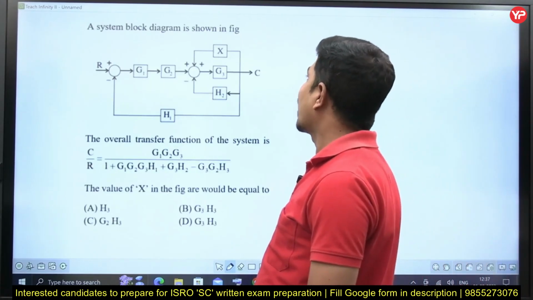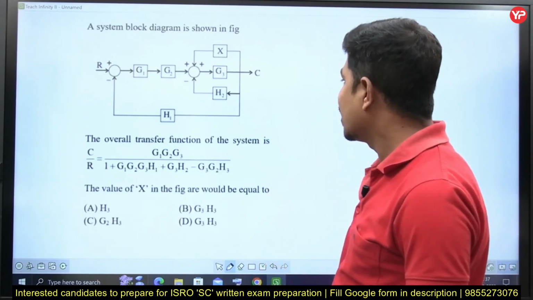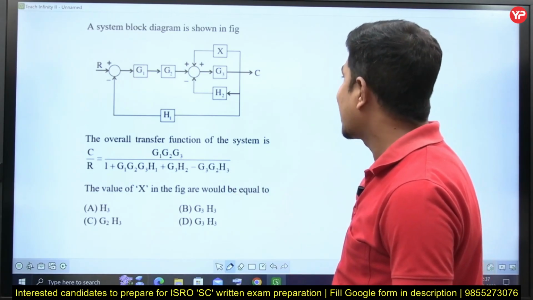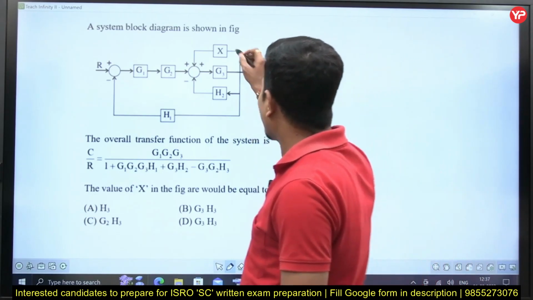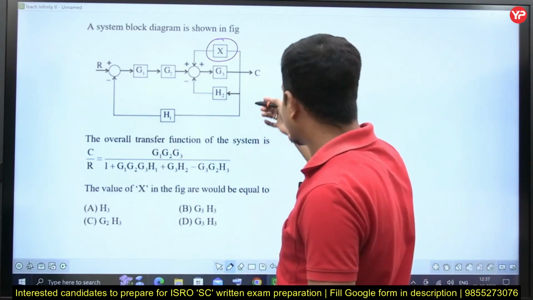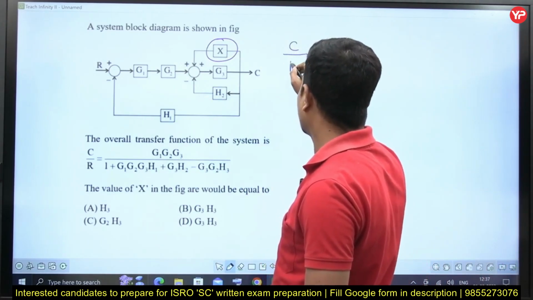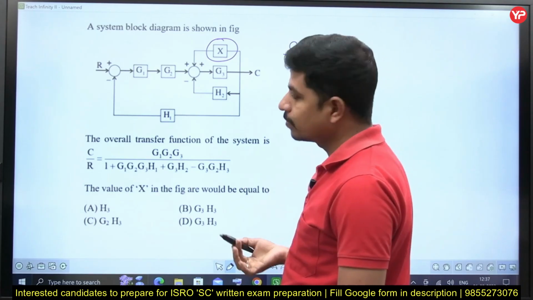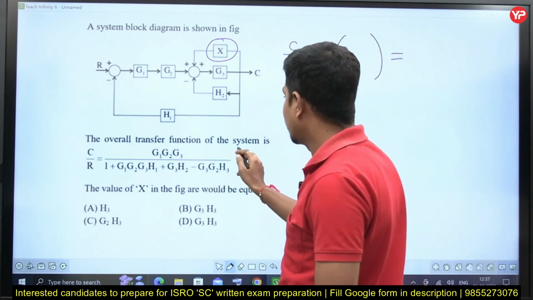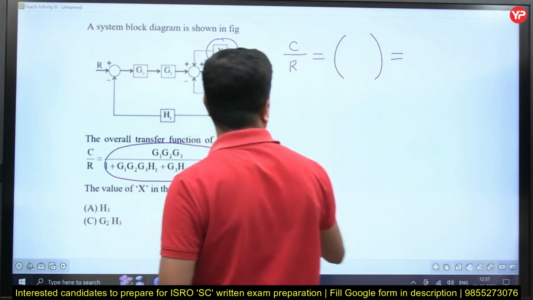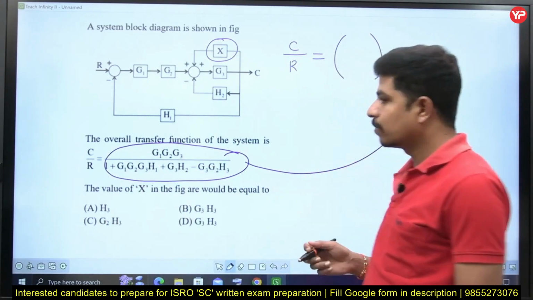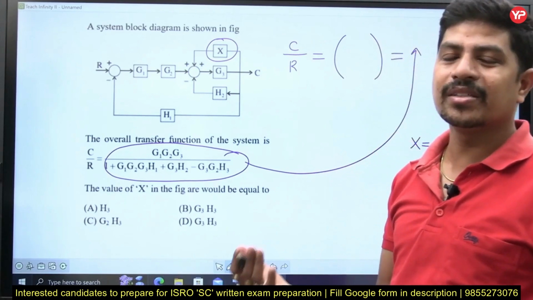A system block diagram is shown in figure. He is asking, the overall transfer function of the system is C by R is equal to something he has given. He is asking what should be the value of this X. I will give you the hint how to solve it, you do it. Simple question only. Find its transfer function. How to find? Apply Mason's gain formula. Get one transfer function, make that transfer function equal to this value, then you are going to get the value of X. That's all. There's no big deal in it, just a calculation.